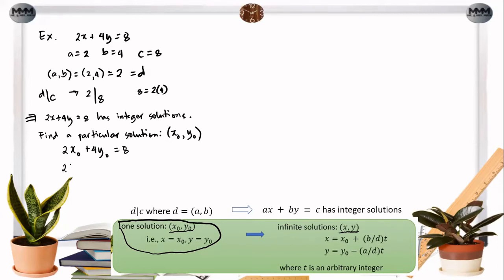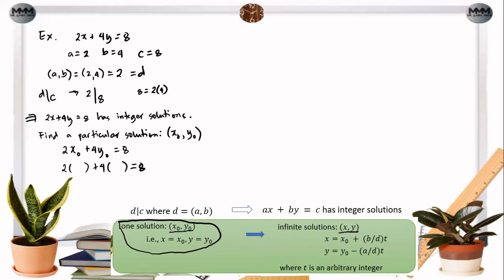So we have here 2 times what number plus 4 times what number is equal to 8. So we will be using here trial and error method. Please take note here that we can have any solution to this one. The first thing that we're going to get is a particular solution, just one solution.